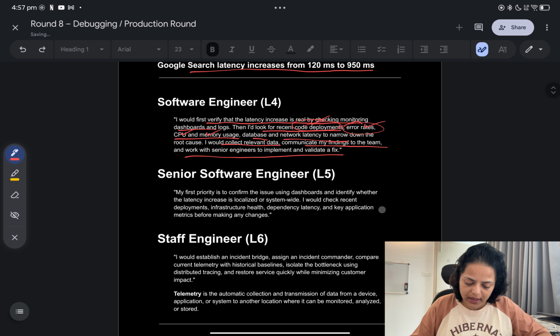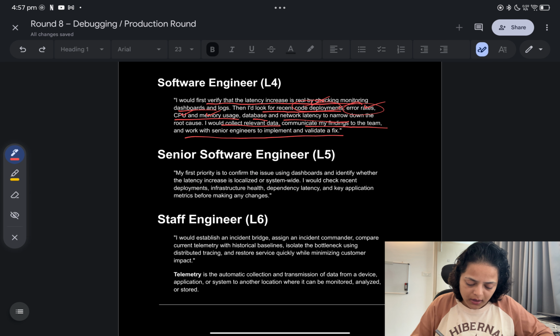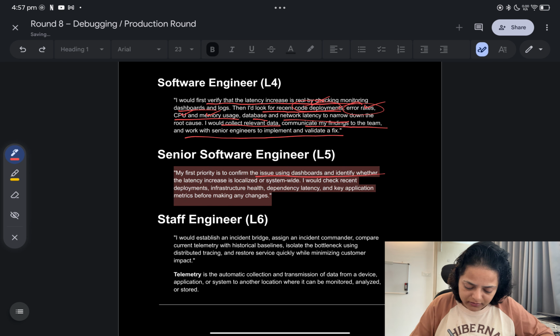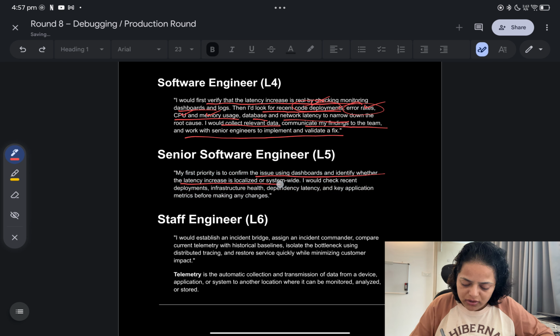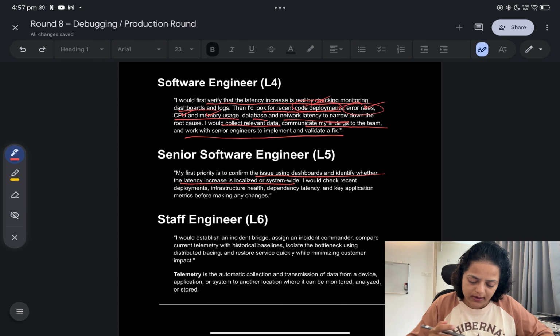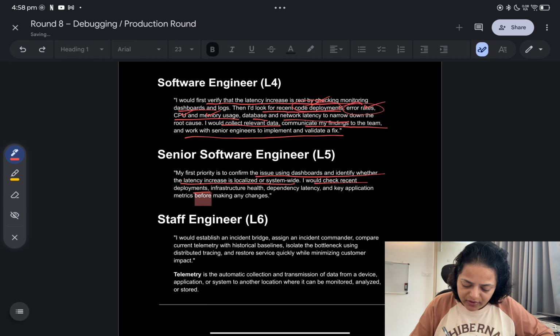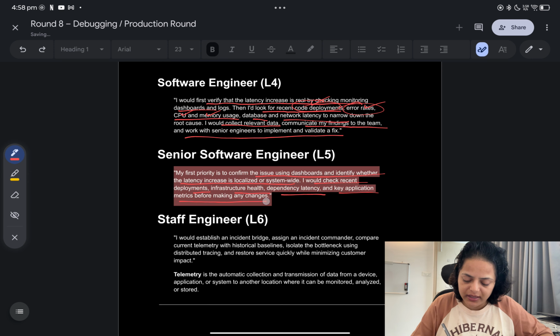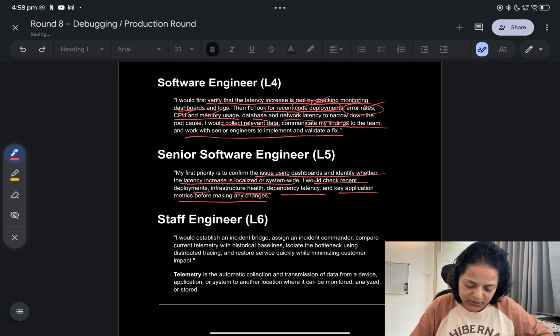Now, what will L5 say in this scenario? My first priority is to confirm the issue using the dashboard and identify whether the latency increase is localized or system-wide. So first he will check whether it is correct or not, and the scope of the issue. Then I would check recent deployment, infrastructure health, dependency latency, and key application metrics before making any changes. So what all things will he be checking? Deployment is the very first stage.